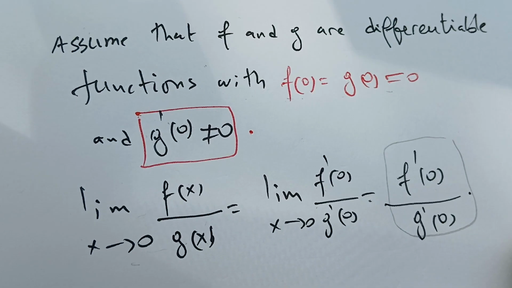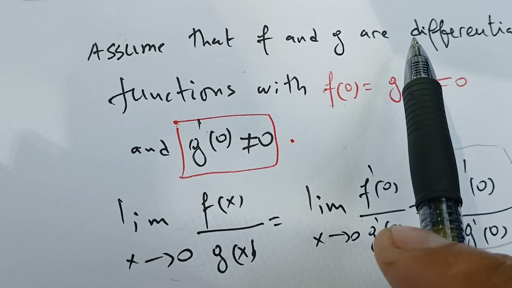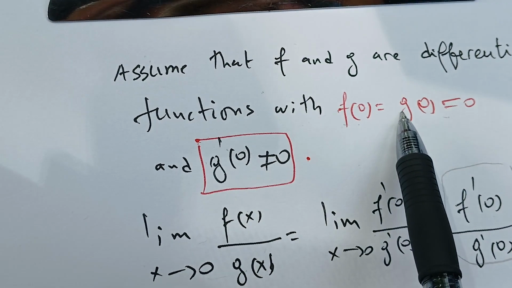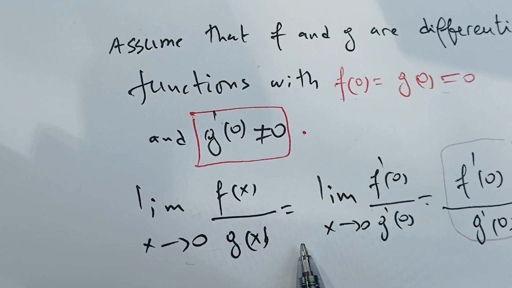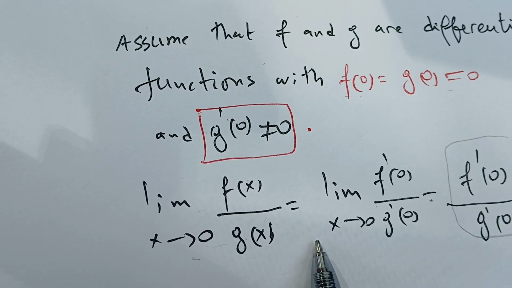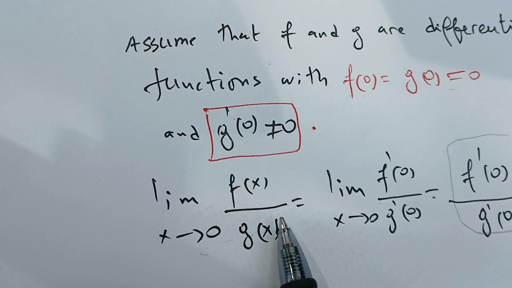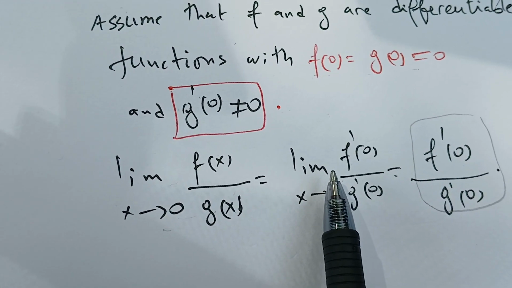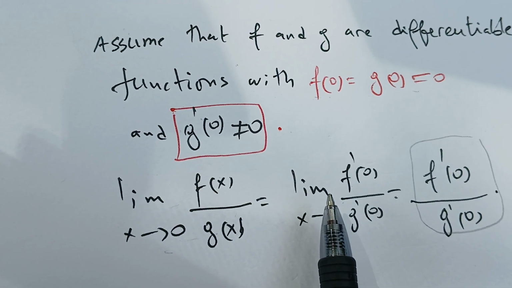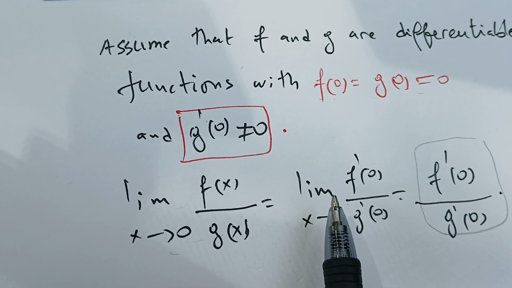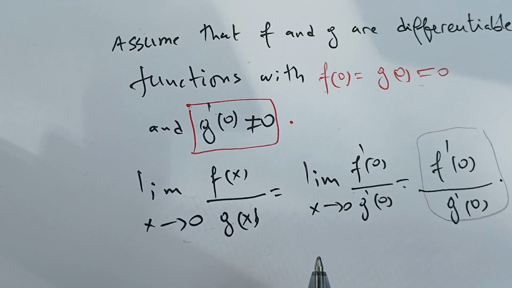Let's prove the following. Assume that we have f and g differentiable functions with f of 0 equals g of 0 equals 0, and g prime of 0 is different from 0. We want to compute the limit of f of x over g of x as x goes to 0. Our aim here is to prove that this limit is just f prime of 0 over g prime of 0. So this is a certain form of L'Hopital's rule. How can we prove this one, and how can we give it some geometric meaning?